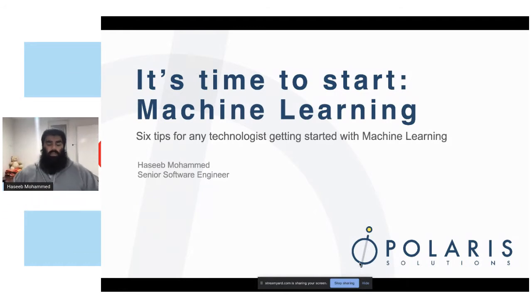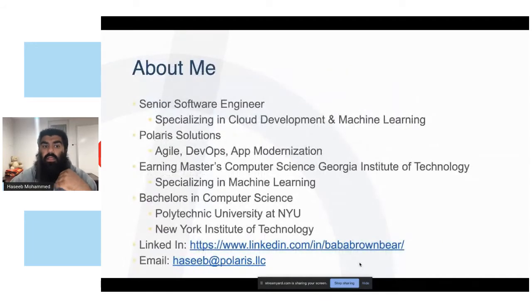My name is Haseeb Mohammed. I'm going to be sharing with you six tips that any technologist getting started with machine learning might want to know. A little about myself, I'm a senior software engineer. I specialize in cloud development and machine learning at Polaris Solutions. We specialize in modern software projects for our customers. I'm currently earning my master's in computer science at Georgia Institute of Technology, specializing in machine learning. You can find me on LinkedIn, Baba Brown Bear, or you can email me at Haseeb@Polaris.llc.